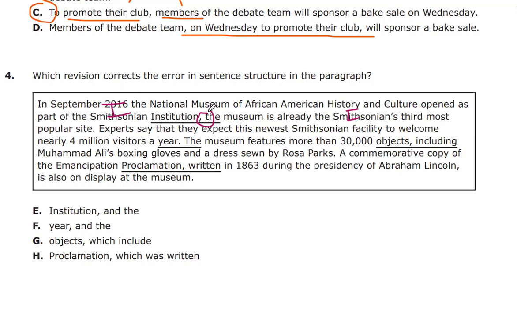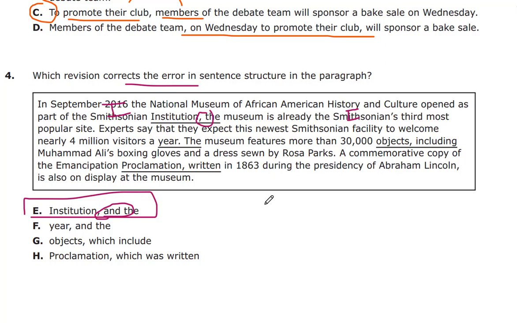This is a comma splice. It's a very typical wrong answer or run-on sentence type, so much so that it has its own name. This must be corrected. This is the error. So I want to change this to institution, comma, and, and that would work. Comma, and works.